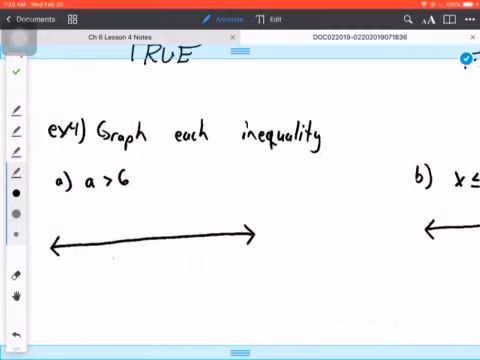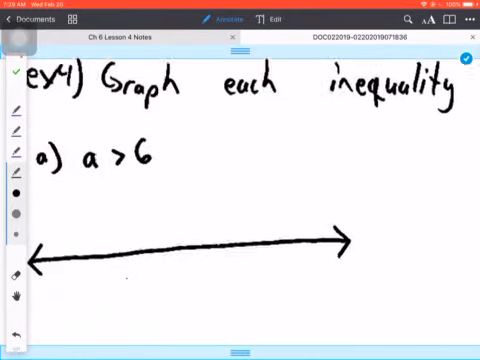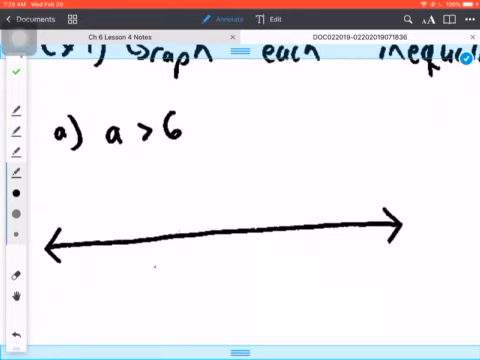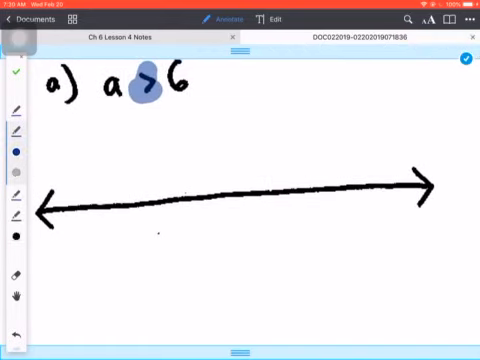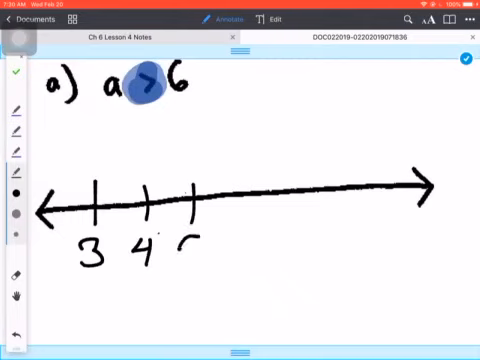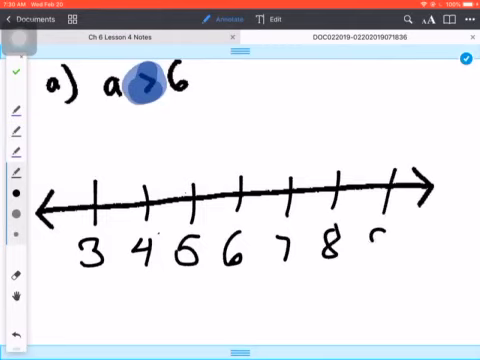All right, our next example, we're going to be looking at how to graph each inequality. So when we are dealing with a symbol like this, what this means is it cannot be equal to a number. So normally when we graph, we use dots. The difference here is we cannot use a dot in this case because it's not equal to. So I'm going to create my number line here. So I'm going to say 3, 4, 5, 6, 7, 8. Let's go all the way up to 9.